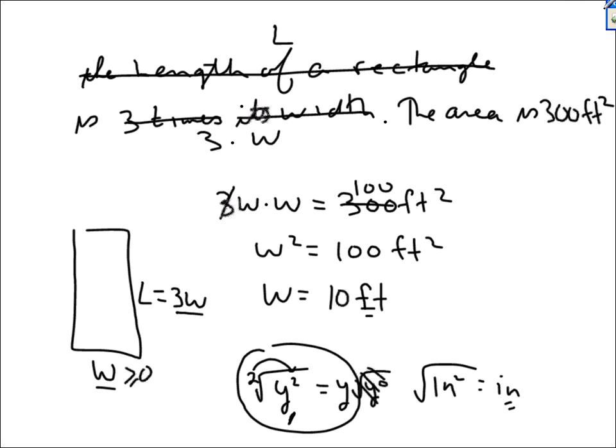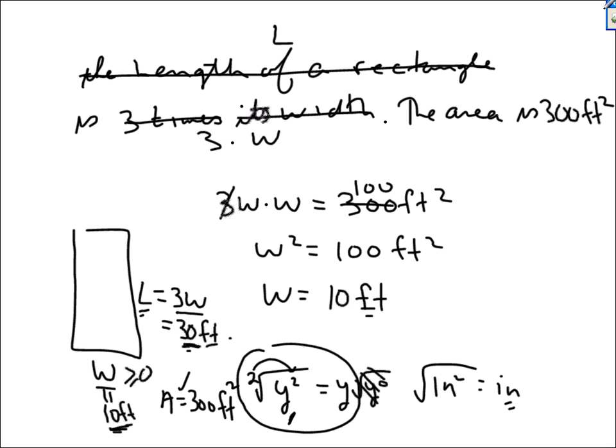The answer is, well, W, we just learned, is 10 feet, and the length is 3 times 10 feet, which is 30 feet. And yes, the length really is 3 times the width, and the area is 10 times 30, which is 300. Feet times feet is feet squared. So we did what? 10 and 30 is the answer.